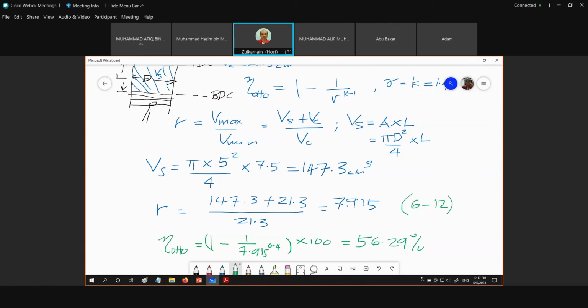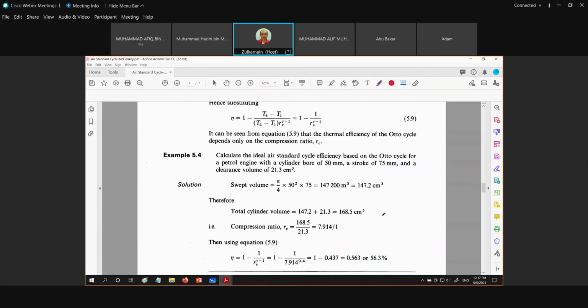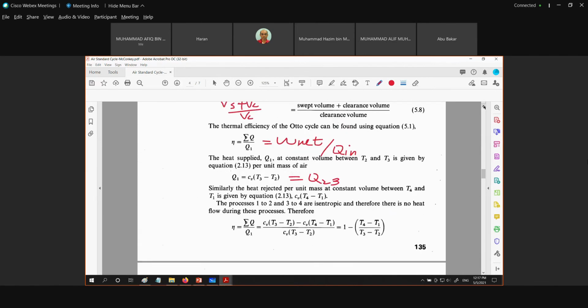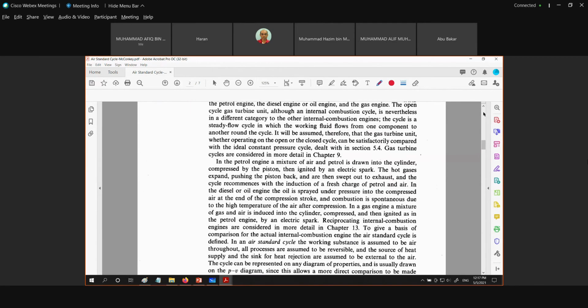You see, this is the maximum efficiency based on the Otto cycle. You can get only 56.29. Where does the rest of the energy go? Why can we not get 100%? You only get 56.3. Where is the rest of the energy? Exit as exhaust, sir. Yes, this is the rejected energy.